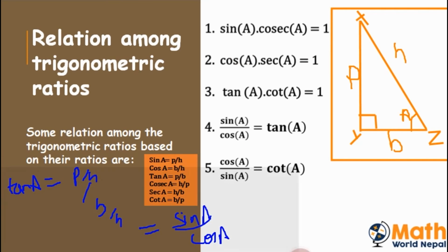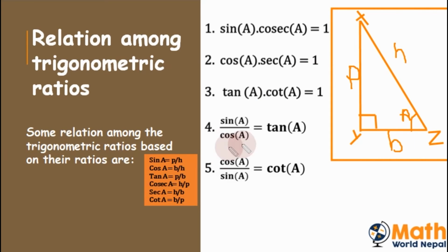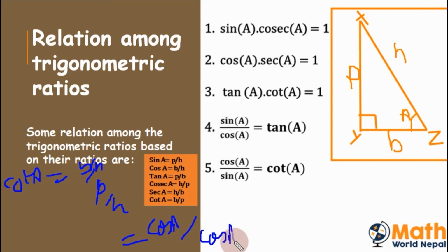Similarly, we're going to use cot A for the fifth relation, which is cot A equals B upon P, and we're going to divide numerator and denominator both by H, so B upon H and P upon H, and B upon H is given by cos A and P upon H is given by sine A, so cot A becomes cos A by sine A, which verifies the fifth relation.